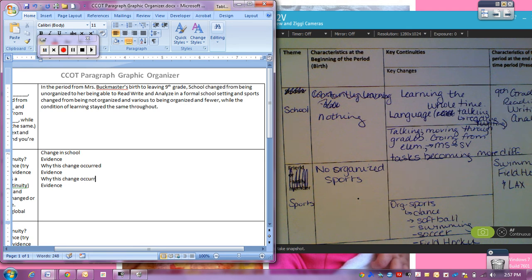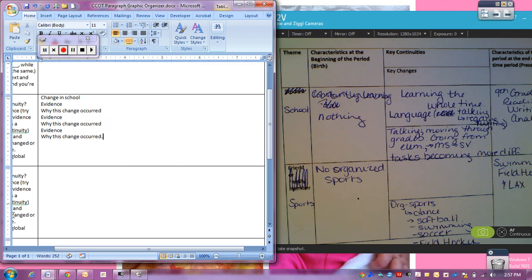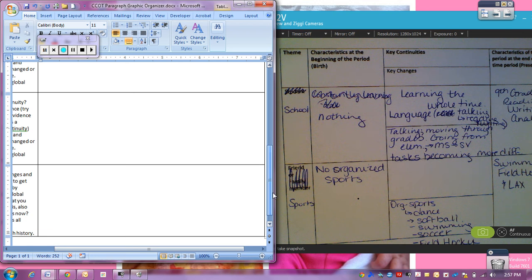So I'm basically writing my paragraph out. And I'm going to follow this same format for the second body paragraph and the third body paragraph. So this will be a change or a continuity in school or sports, and this will be a change or a continuity in school or sports. But remember, you want 2 changes and 1 continuity, or 2 continuities and 1 change.